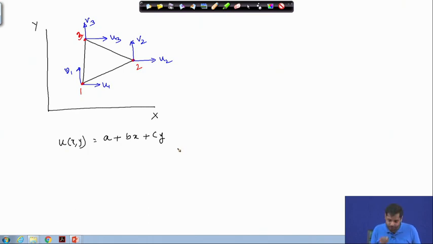So, now what information we have, suppose coordinates of this node are x1 y1 and this is x2 y2, and similarly here it is x3 and y3, right. Now, then what information we have? We have that at x1 y1 u is equal to u1, at x2 y2 u is equal to u2, at x3 y3 u is equal to u3. Let us put that expression.